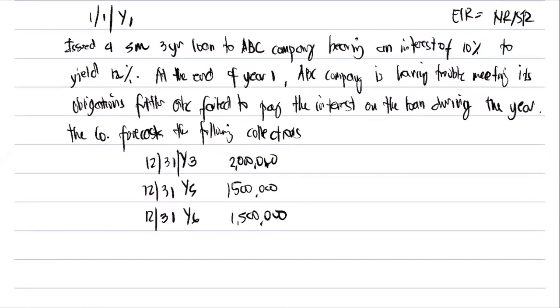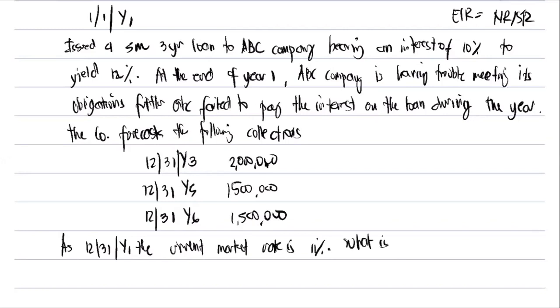10% to yield 12%. At the end of year 1, ABC company is having trouble meeting its obligations. Further, ABC failed to pay the interest on the loan during the year. The company forecasts the following collections: December 31, year 3, December 31, year 5, December 31, year 6. As of December 31, year 1, the current market rate is 11%. What is the loan impairment?